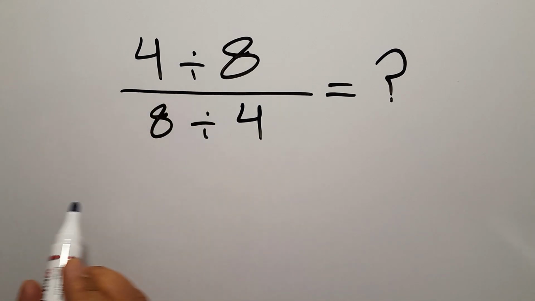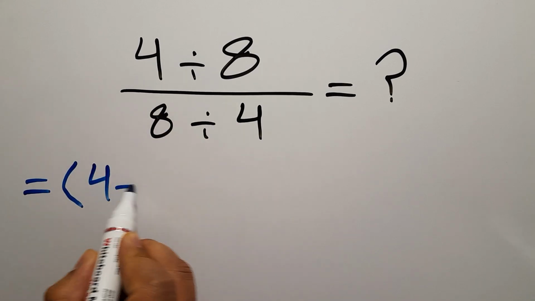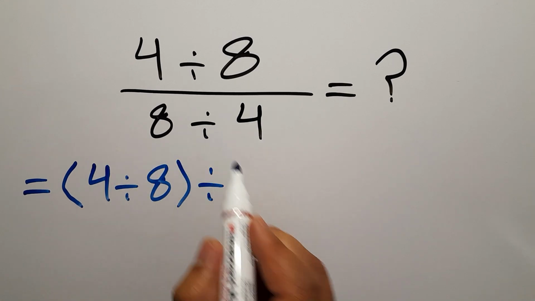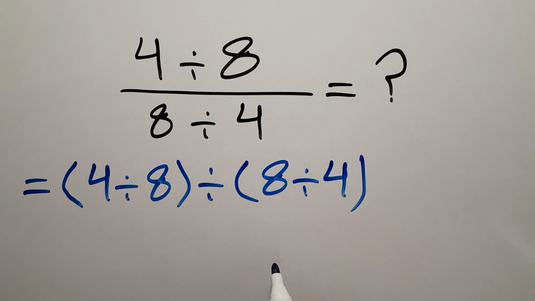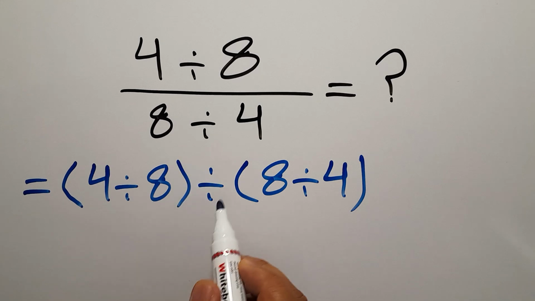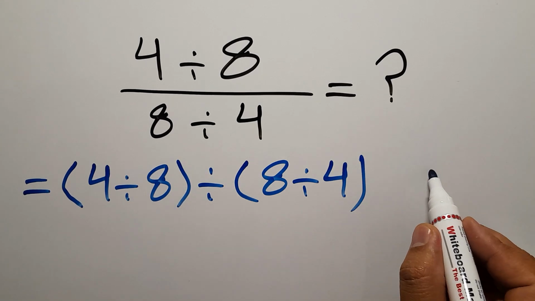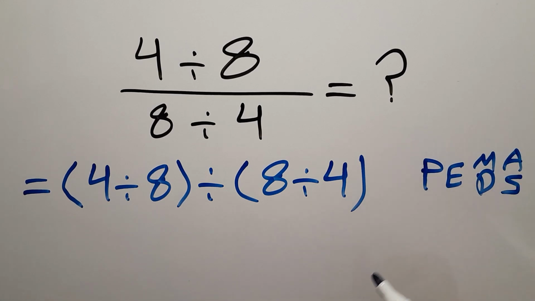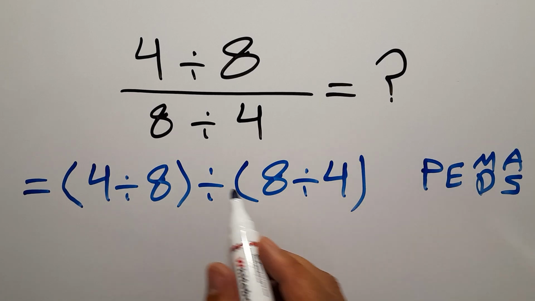Instead of this fraction, we can write parentheses, the numerator 4 divided by 8, then divided by the denominator 8 divided by 4. Now we have two parentheses and one division. According to the order of operations, which is PEMDAS, parentheses come before division.